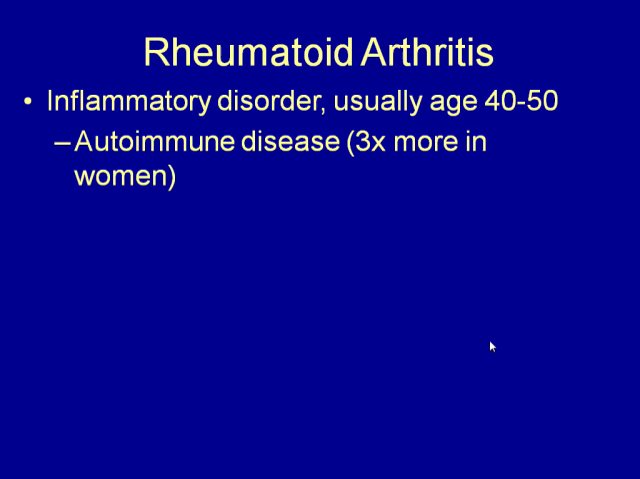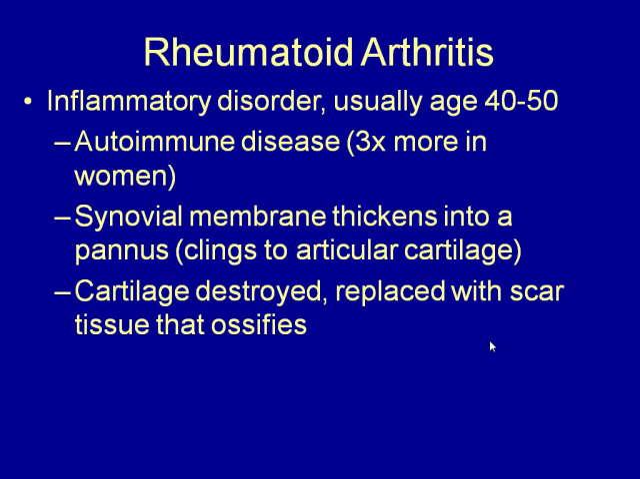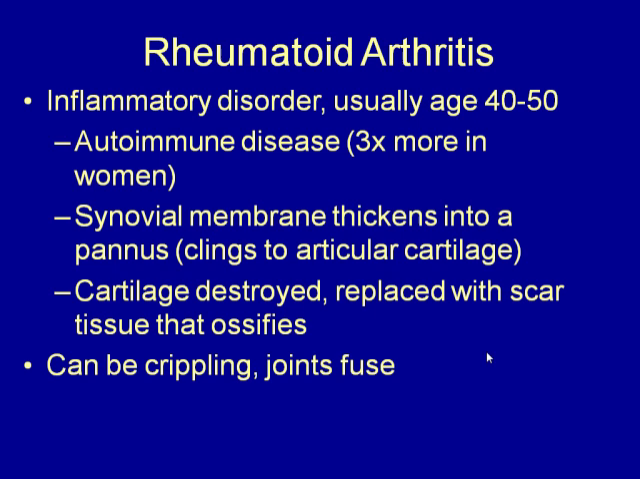What happens is the body starts thinking the synovial membrane is foreign to it, and it starts attacking it. As a result, the synovial membrane thickens, and you get a pannus, that is, the synovial membrane starts to cling to the articular cartilage. And then the cartilage is destroyed, and instead of replacing with cartilage, you replace it with scar tissue. And that scar tissue ossifies. Now, since the scar tissue is between the two ends of the bones, when you start getting that ossification of the scar tissue, the joints fuse, and this is when the joint becomes non-functional. So this is the crippling type of arthritis.